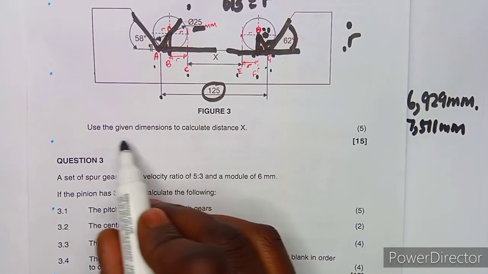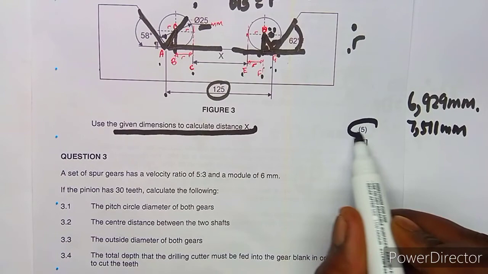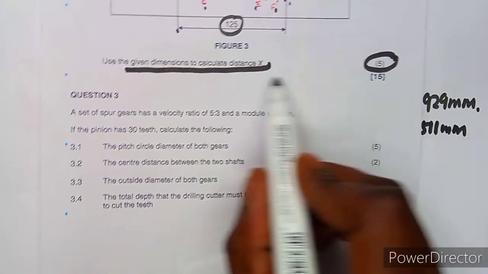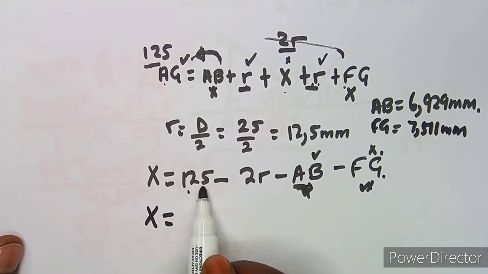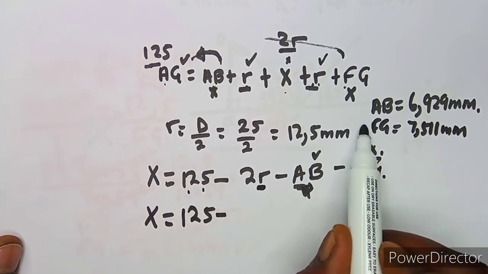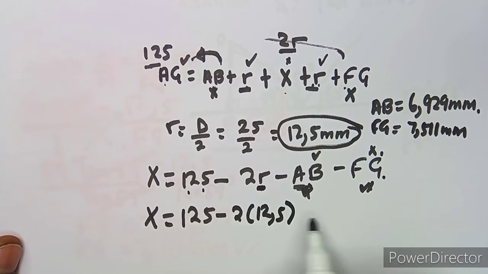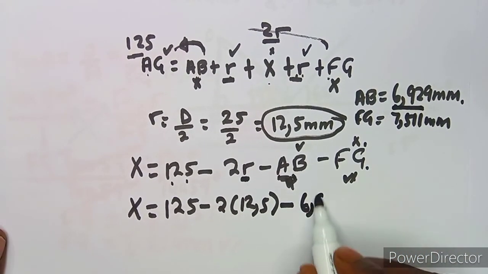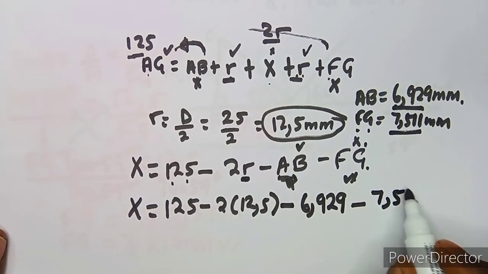is asking us to use the given dimensions to calculate the distance x. And take note, guys, that's 5 marks for everything that we're doing here. So now you can actually apply the values to find x, because everything is there. 125, the one that we had, minus 2r. Remember, your radius is 12,5 millimeters. So it's going to be 2 times 12,5 millimeters minus AB, which is this one, 6,929, minus FG, which is this one, 7,511.